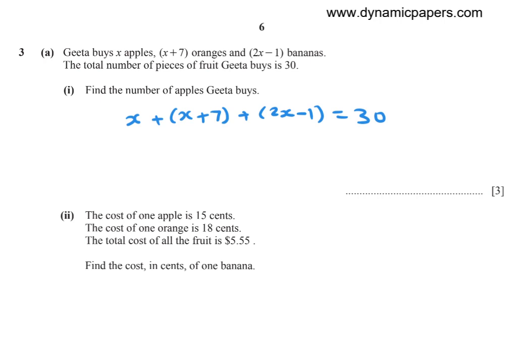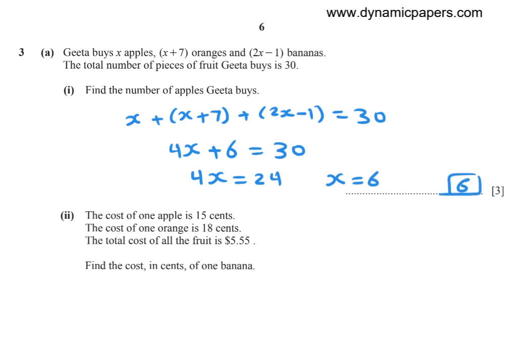x plus 2x is 4x... wait, x plus x plus 2x is 4x. 7 minus 1 equals 6, so 4x plus 6 equals 30. Then we can solve for x. Transpose 6 to the other side as negative. So 4x equals 30 minus 6, which is 24. Divide by 4, so x equals 6. So the number of apples is 6.